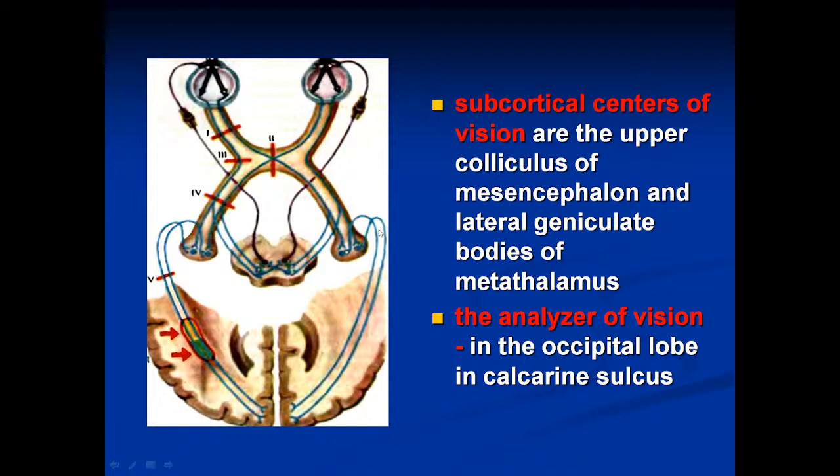Subcortical centers of vision are the upper colliculus of mesencephalon, and lateral geniculate bodies of metathalamus. Subcortical centers of our vision. And the analyzer or cortical center, located in the occipital lobe of our brain, in the calcarine sulcus.